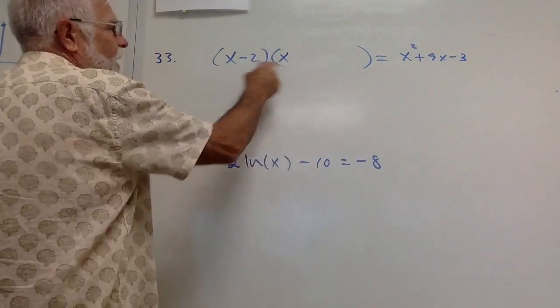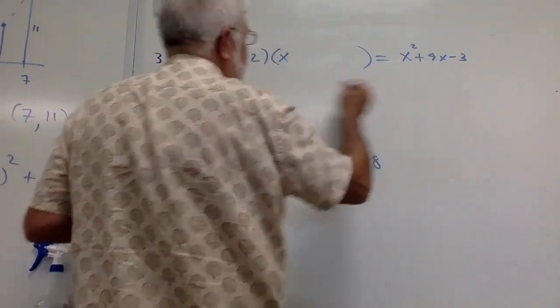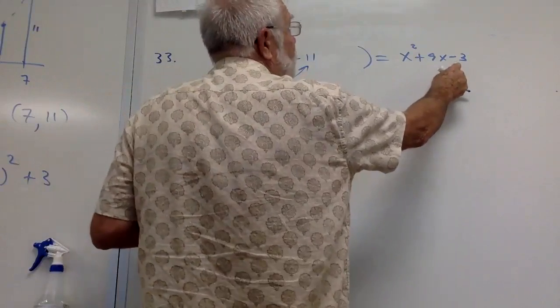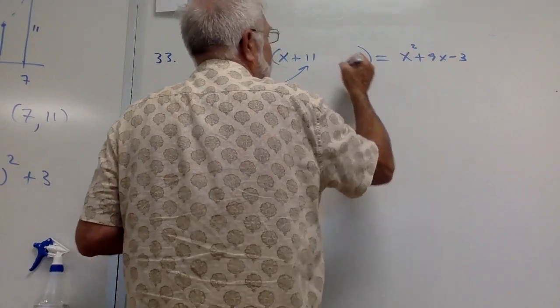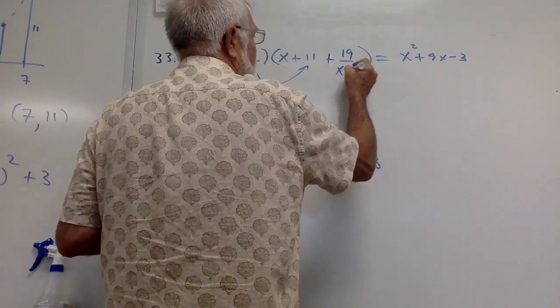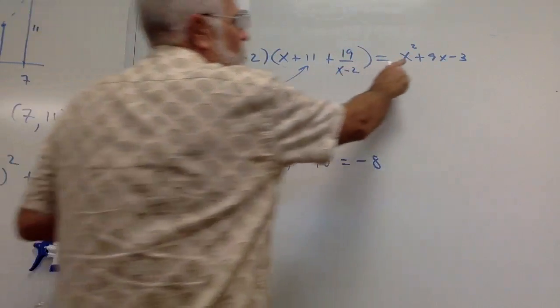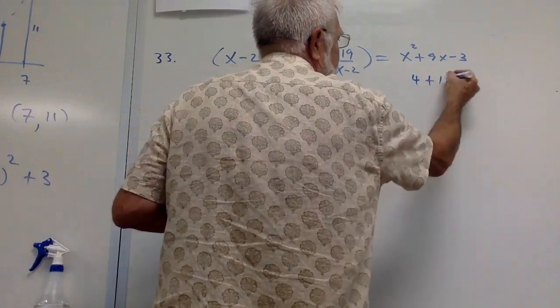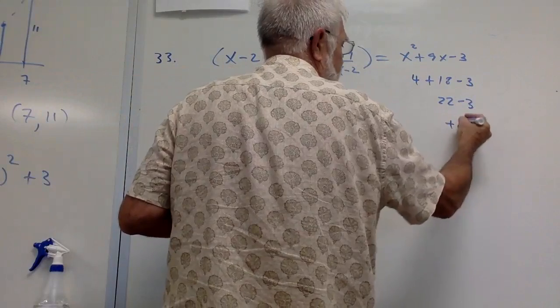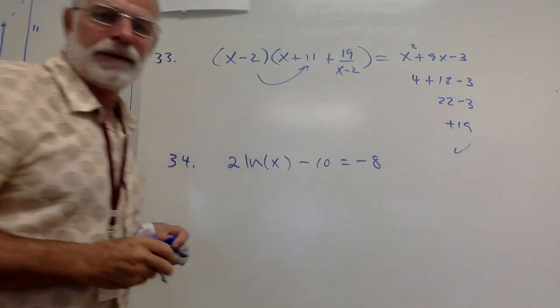So I got x, I got minus 2. I got to get from minus 2 to 9. I got to go up 11. I'm at minus 22. I got to get to minus 3, so I got to go up 19. So I'm going to put it here. 19 over x minus 2. I want to find out if I'm right, so I'm going to put a 2 in here. And I get 4 plus 18 minus 3, which is 22 minus 3, which is my positive 19. I can move along. Okay?